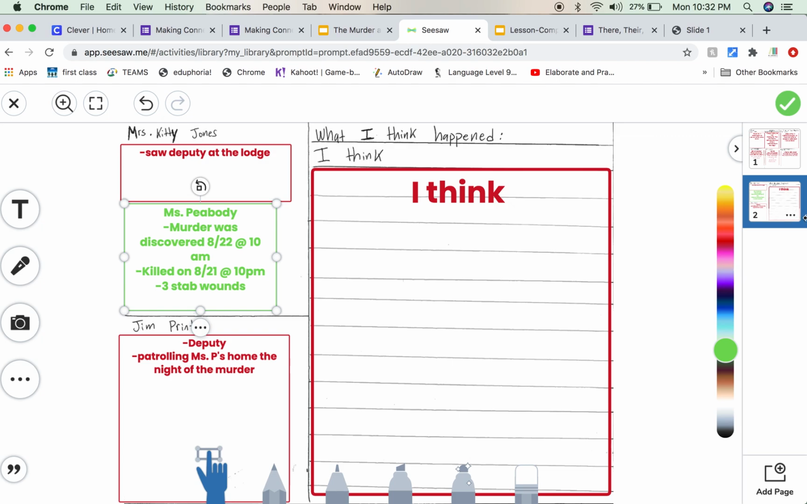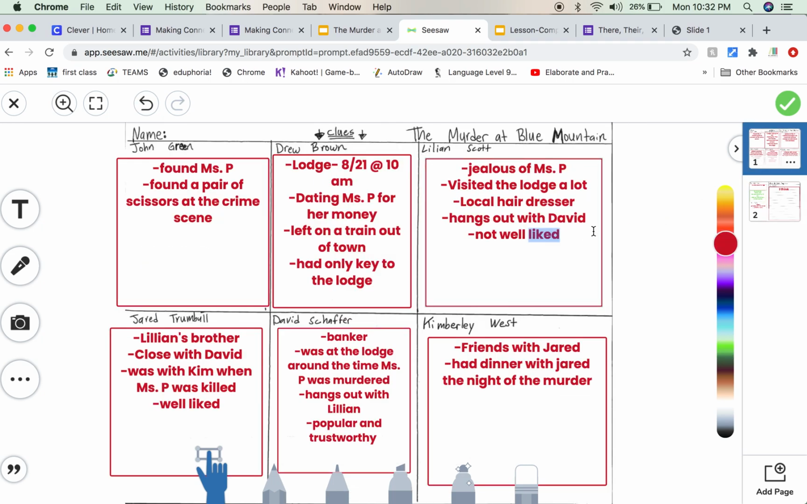So type in 3 stab wounds underneath Miss Peabody's text box. Then we're going to go to page 1, and we found out that Lillian is a gossip, so maybe that's why no one likes her. She doesn't keep secrets and she talks about everyone. Lillian does not sound like a good person so far.